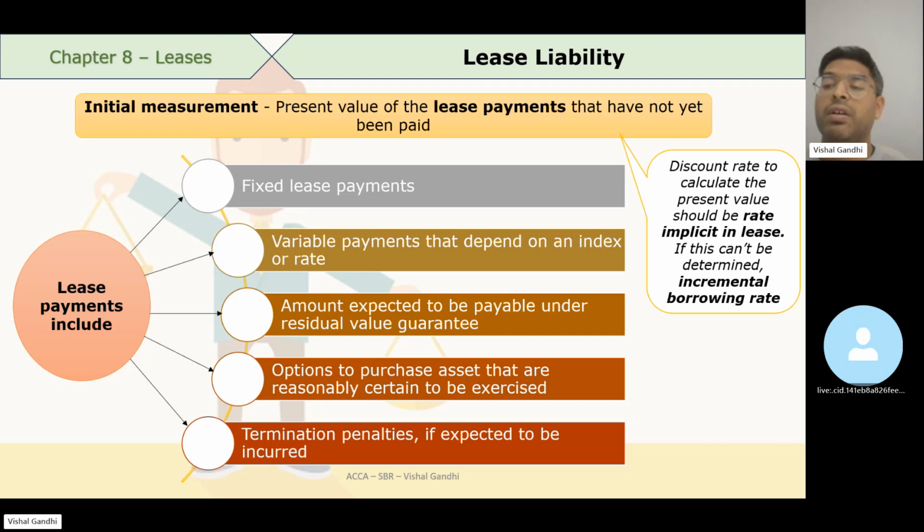So if the rate implicit in the lease is available, we need to take that. If that is not available, then we can take the incremental borrowing rate. So remember this in the question: if both are given, we need to take the rate implicit in the lease.